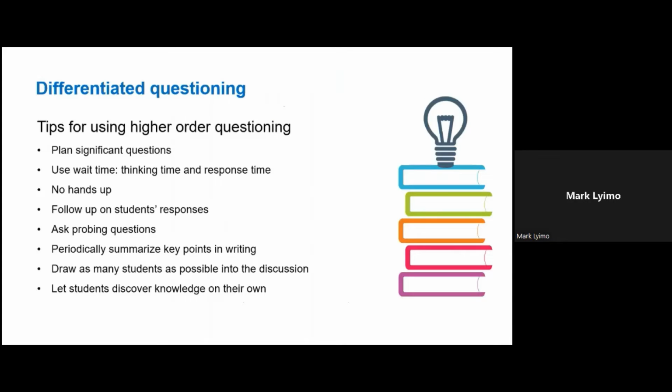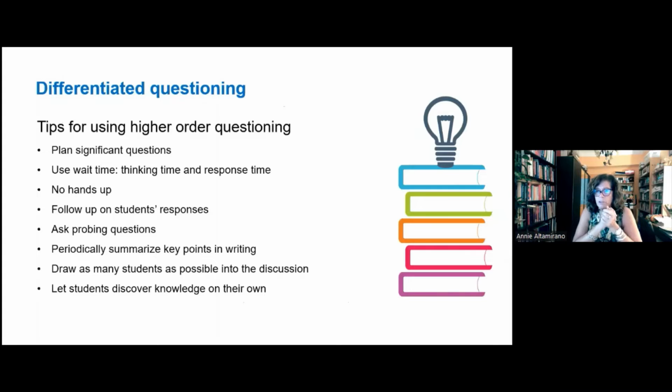Some tips for using higher order questioning. Plan significant questions. Many a time, because obviously we have to do lots of things for the lesson, we ask questions but we don't necessarily plan them. So what I suggest is when you are doing your planning, plan the questions that you want to ask at certain points. And what I do, if it's of any use, is put sticky notes in the book or on the planning so that I remember where I want to ask what question, because obviously we need to pay attention to too many things.